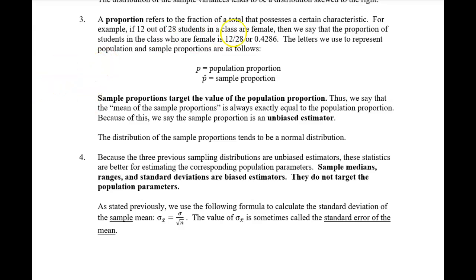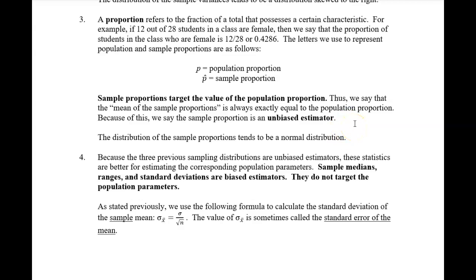A proportion is the fraction of a total that possesses a characteristic. For example, if 12 out of 28 students in a class are female, we say the proportion of students in the class who are female is 12 over 28, or as a decimal 0.4286. If those 28 students were not all of the students in the class, then that would be a p hat. But if those 28 students were the entire population of the class, that would be a p. That's the only difference there. Sample proportions do tend to line up with the population proportion, and we say it's an unbiased estimator. We can use a sample to figure out the proportion in the population.